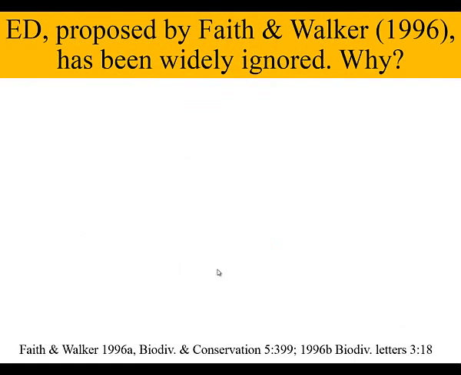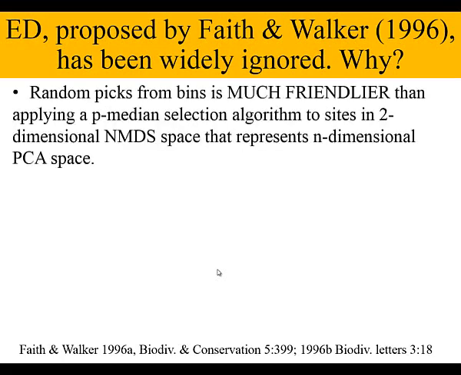Okay, it was proposed almost 20 years ago, and it's been widely ignored, and I think you can already guess the first reason. This is hard stuff. It's much easier to think, oh, I've got 5 land cover types. I've got 6 land facet types. Give me 1 of each, or 2 of each, than it is to think about using this p-median selection algorithm to select sites in this 2-dimensional NMDS space that's a collapse from 7-dimensional environmental space. So it's really difficult to use.